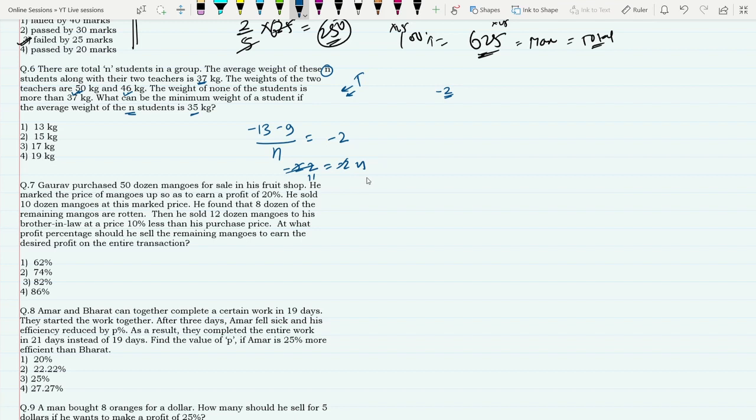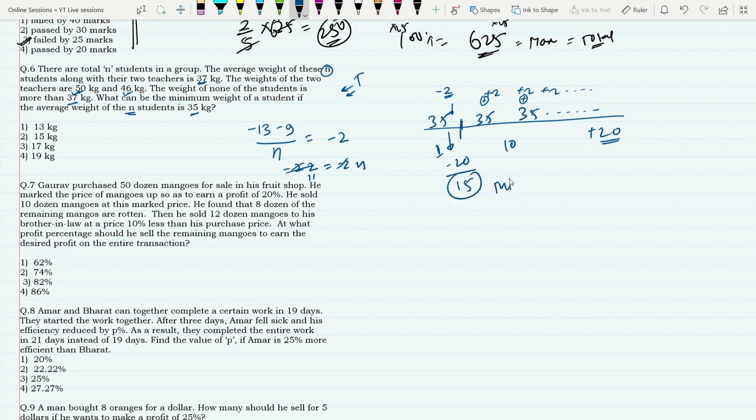There are 11 children. I am keeping 10 on this side and 1 on this side. They have an average of 35. Imagine 35 written 11 times. Now, when I increase the weight of the other students, the weight of this one will start to decline. What can be the maximum weight of the students? 37. So if I offer plus 2, plus 2, plus 2 to everyone on the right side, I am offering them 20 more. So that 20 is the loss taken by the first student. So the minimum weight of a student can be 50.